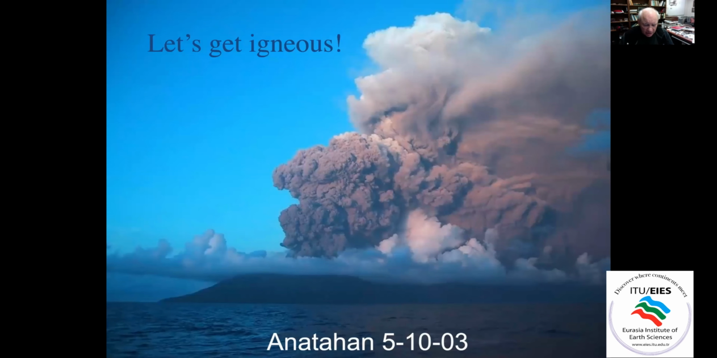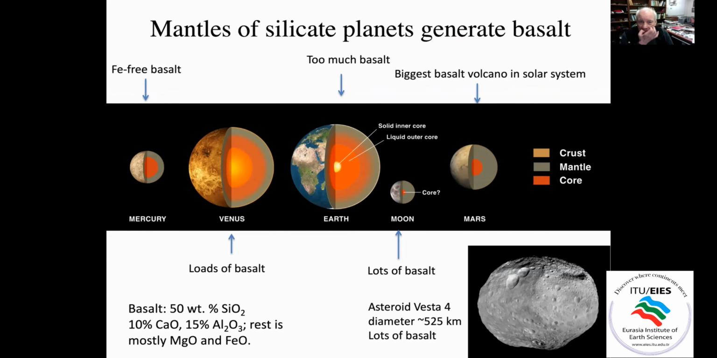All right, let's get quickly to igneous. So mantles of silicate planets will generate basalt. We know that. Mercury has an iron-free basalt from orbital images. Venus has lots and lots of basalt. Earth has too much basalt. There's basalt on the moon, old basalt, and Mars has the biggest basalt volcano in the solar system. And then the second largest asteroid, Vesta 4, with a diameter of 500 kilometers, also has lots of basalt.